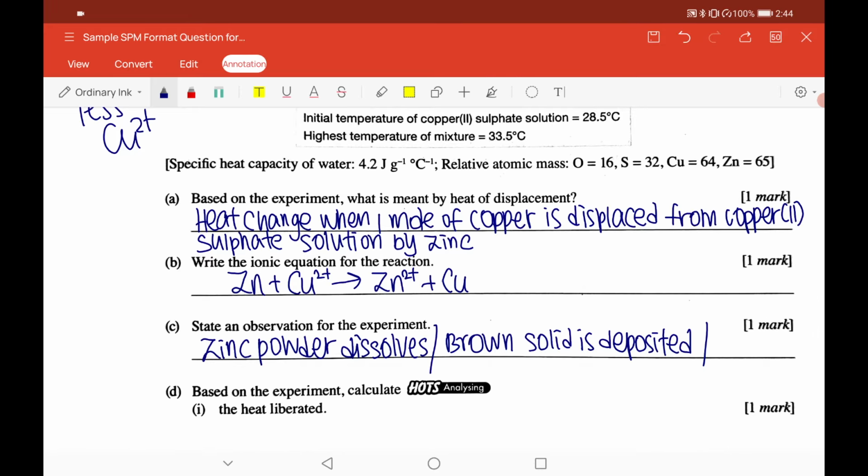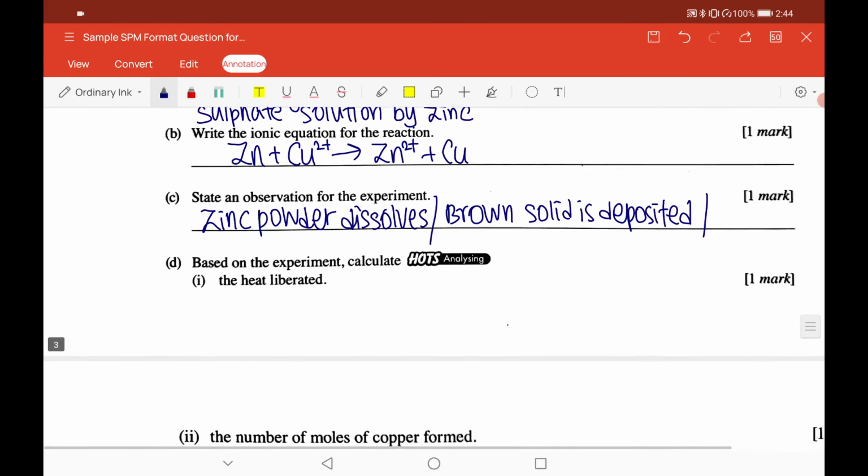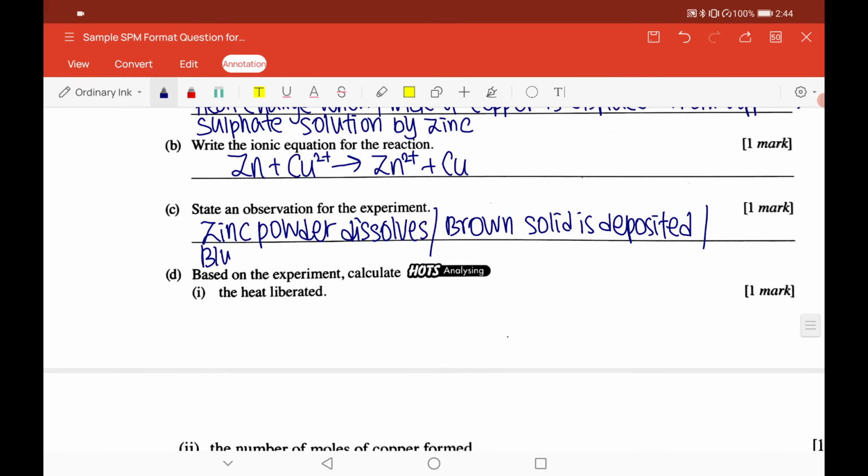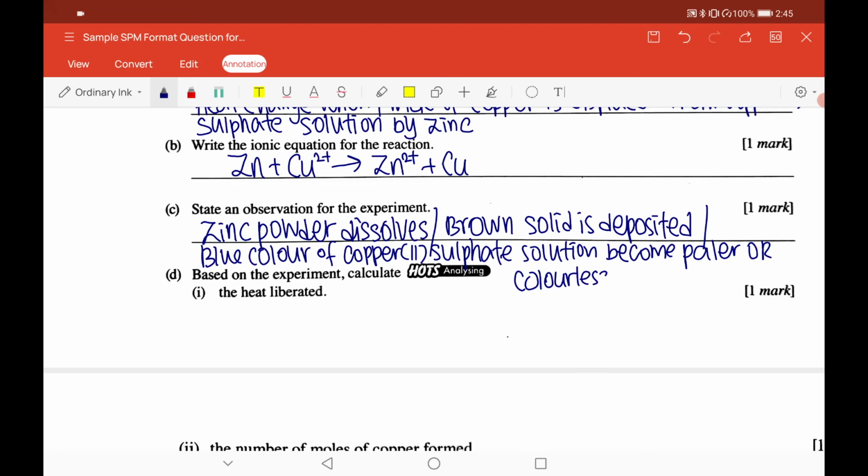Okay, so you can write, the blue color of the copper 2 sulfate solution becomes paler. You can say paler, or you can also say colorless. So the blue color becomes lesser.